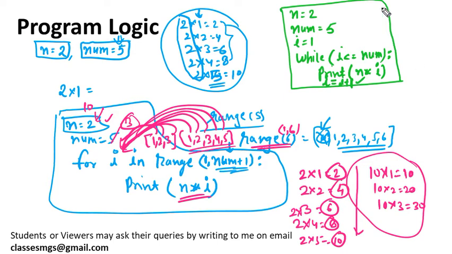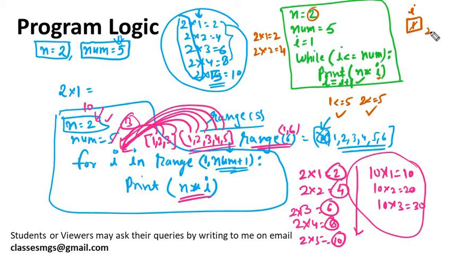So let me take some color. Let's try to execute this. First time i value will be 1. So 1 is less than equals to 5, condition true. In that case n star i is 2 star 1, which is 2. Next time i will increment, i will become 2. 2 is less than equals to 5, condition true, 2 into 2 will be multiplied, that will be 4, because i value is 2 here, n value will be common, always 2.